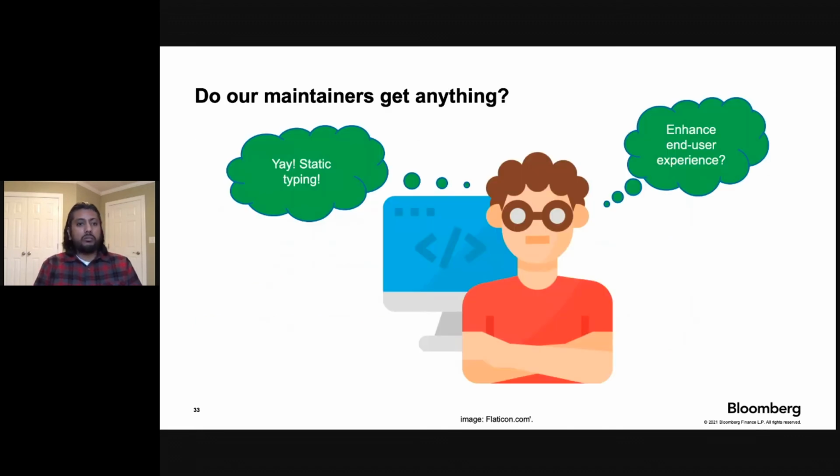All right, so what about our maintainers? Do they get anything? So our maintainers are really happy with being able to use static typing and ensuring that whatever code they write is ensured to be free of any type errors. But they can also use gradual type to enhance our end user experience and give them some tools to better express contracts or better write whatever code they're writing.